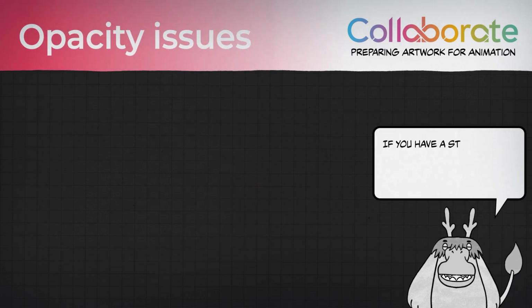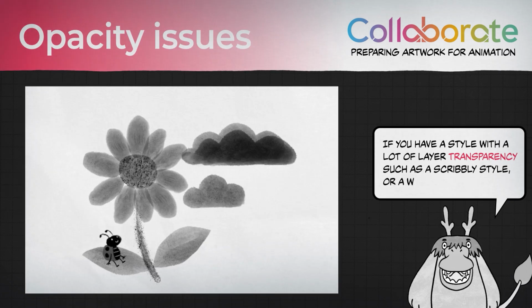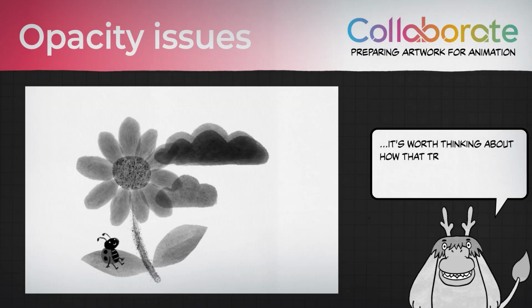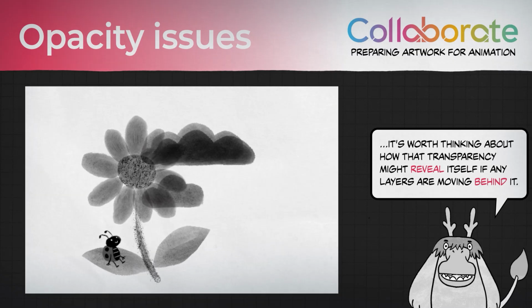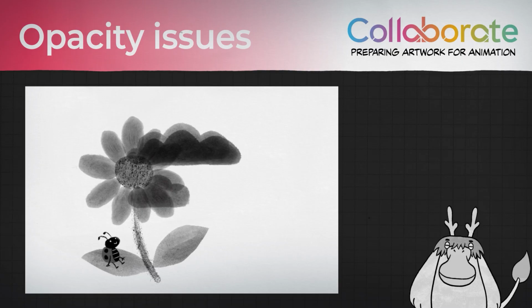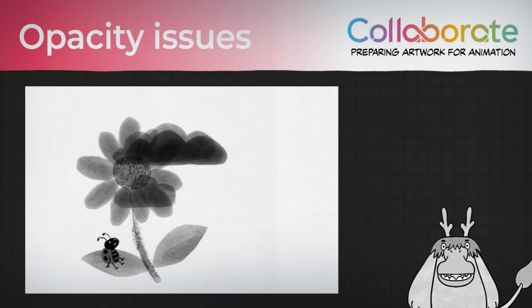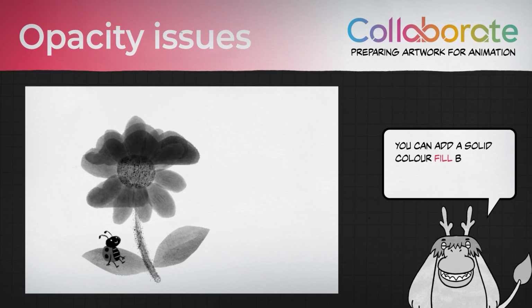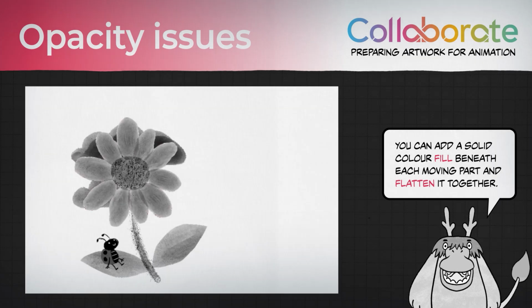If you have a style with a lot of layer transparency, such as a scribbly style or a watercolor style, it's worth thinking about how that transparency might reveal itself if any layers are moving behind it. Try moving things around on the canvas to see how it might look. If you're worried about this, you can add a solid color fill beneath that moving part and then flatten it together.